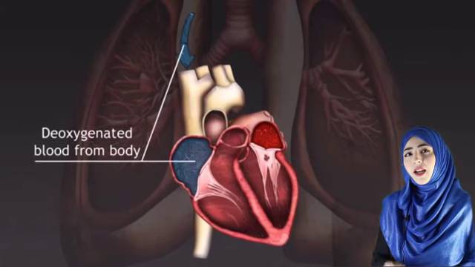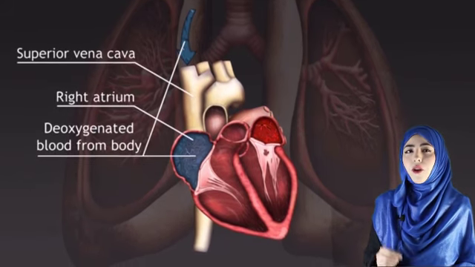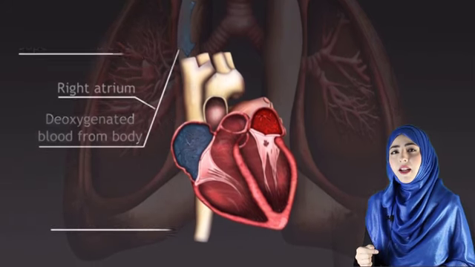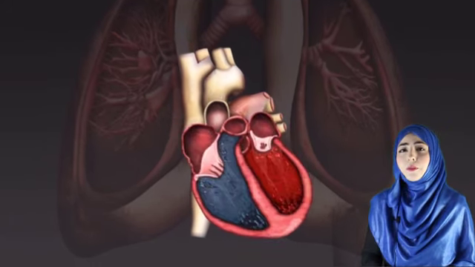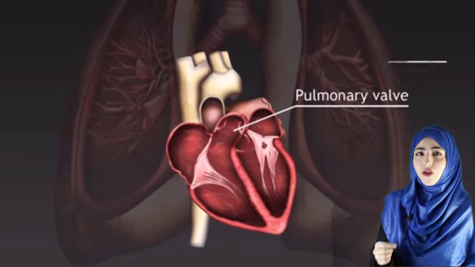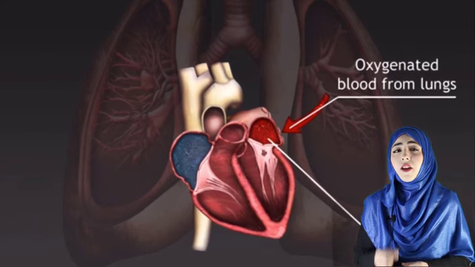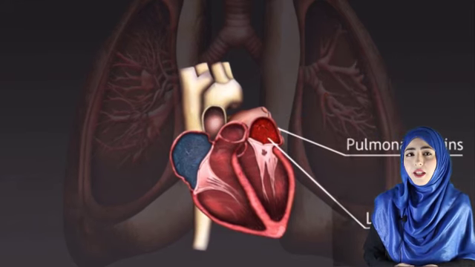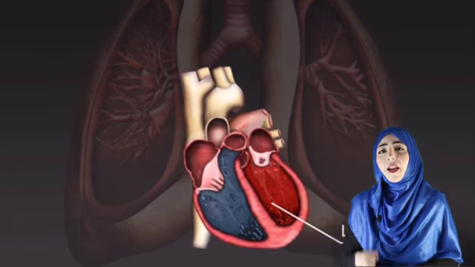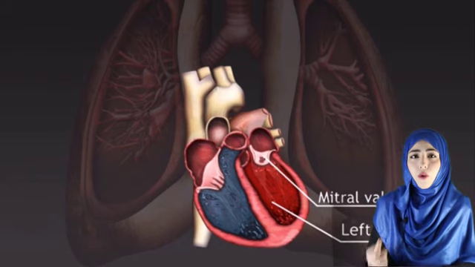The right side of the heart receives poorly oxygenated venous blood from the body through the superior vena cava and inferior vena cava and pumps it through the pulmonary trunk and arteries to the lung for oxygenation. The left side of the heart receives well oxygenated arterial blood from the lung through the pulmonary veins and pumps it into the aorta for distribution to the body.